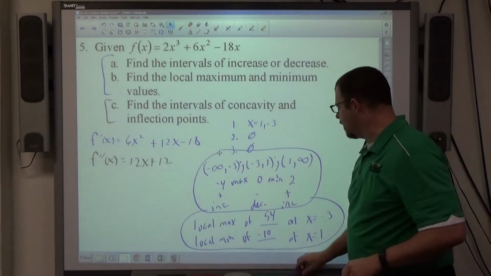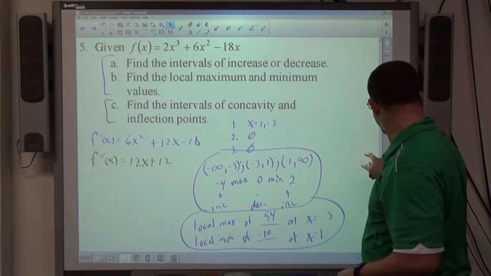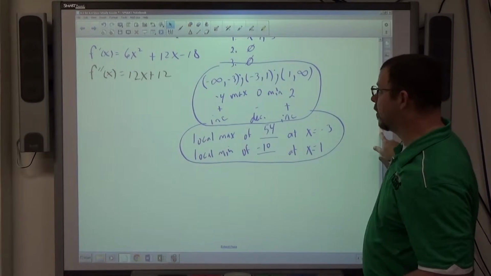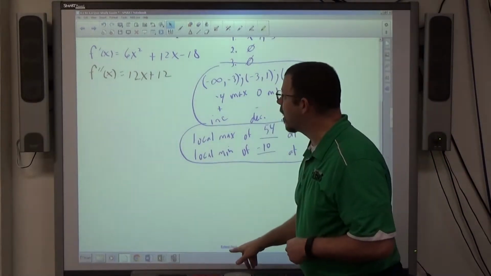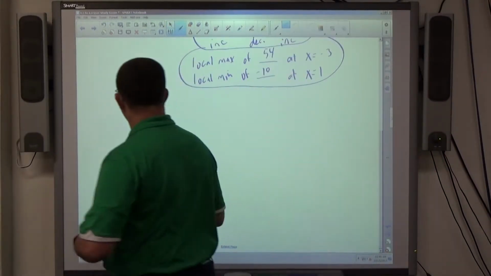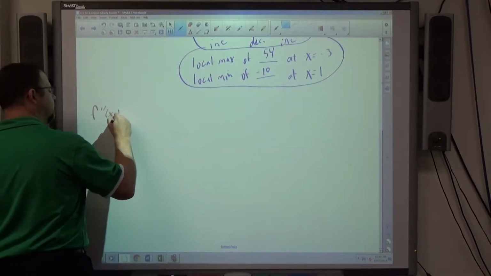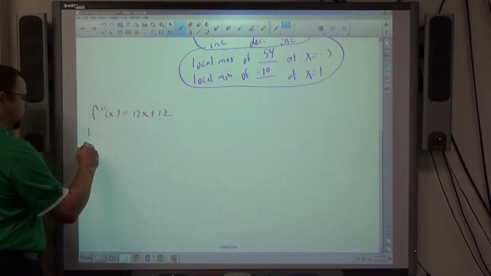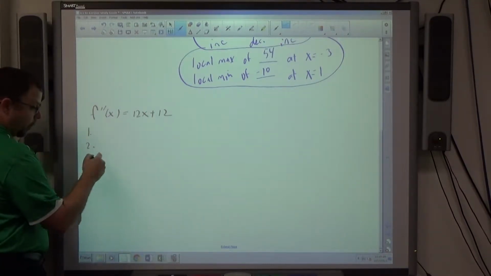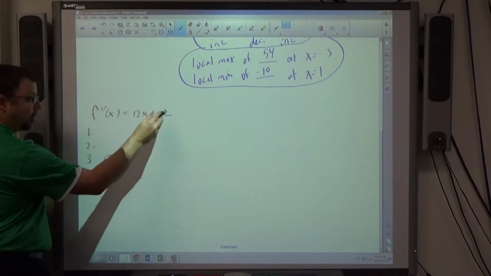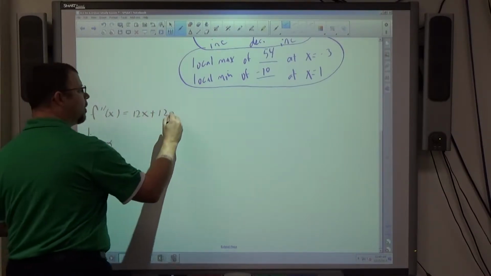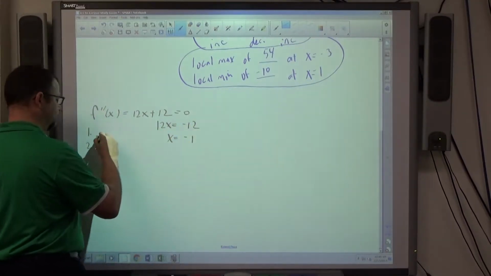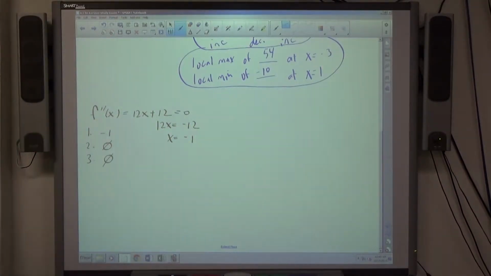All right, as far as question C is concerned, it wants intervals of concavity and inflection points. So now we've got to focus on the second derivative. F double prime is 12x plus 12. So again, the three criteria for critical numbers. Criteria 3, no endpoints. Criteria 2, undefined, not going to happen. Criteria 1, set that equal to 0, so 12x equals -12, so x equals -1. So the critical number is -1, that's the only one we get.